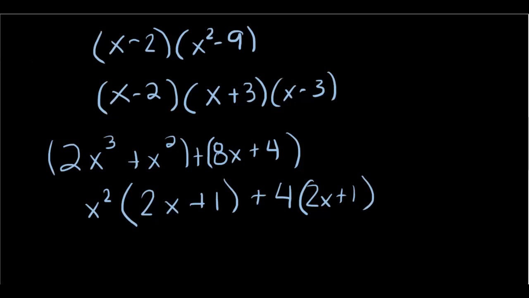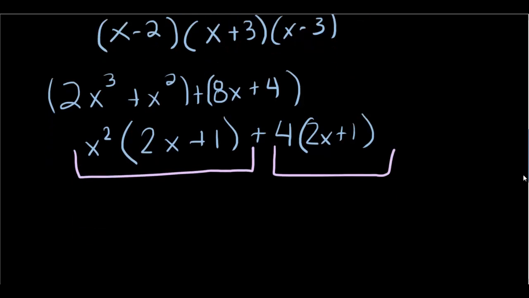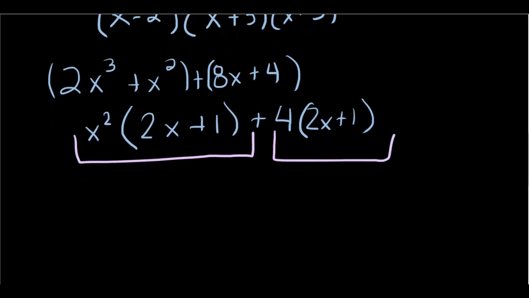So again, now we have two terms. We have two terms. This is the first one. This is the second one. So what do we have in common? Well, the 2x plus 1. So we're going to factor the 2x plus 1. So if I factor the 2x plus 1, I'm going to have x squared plus 4.